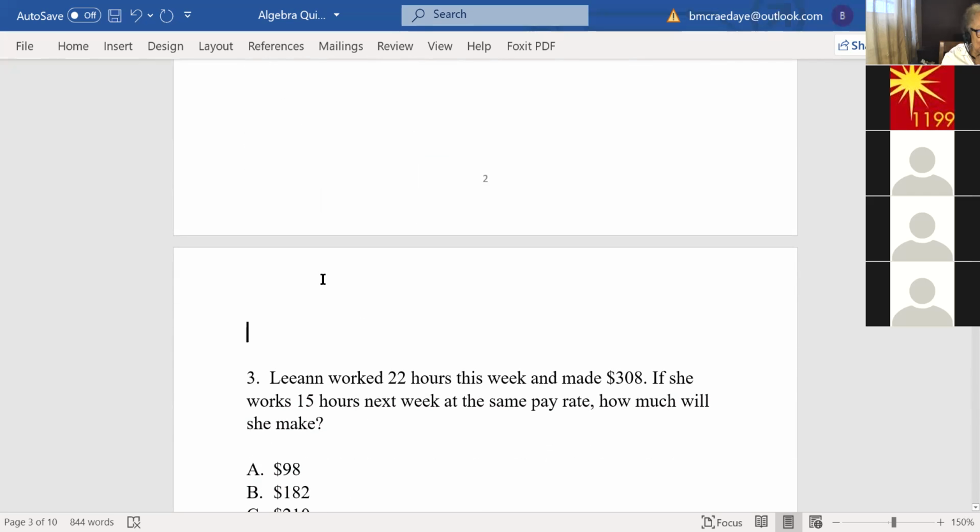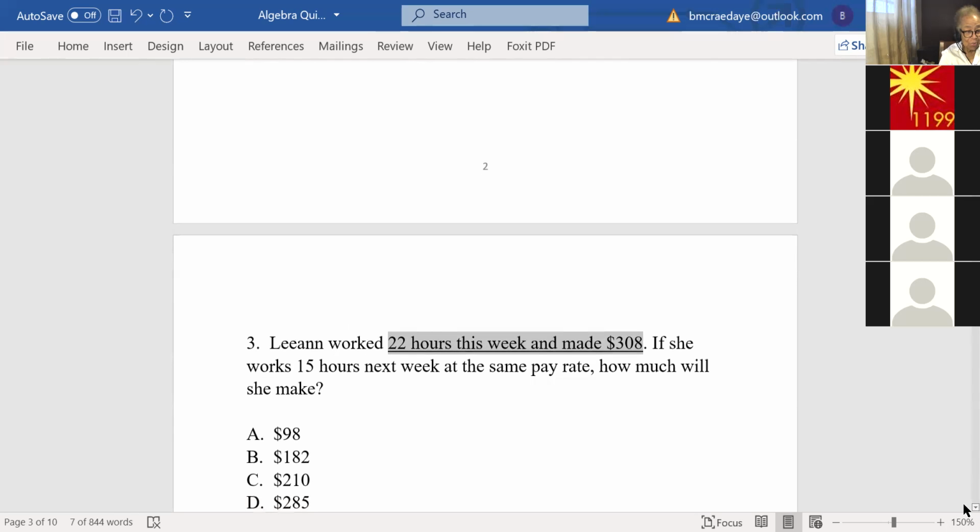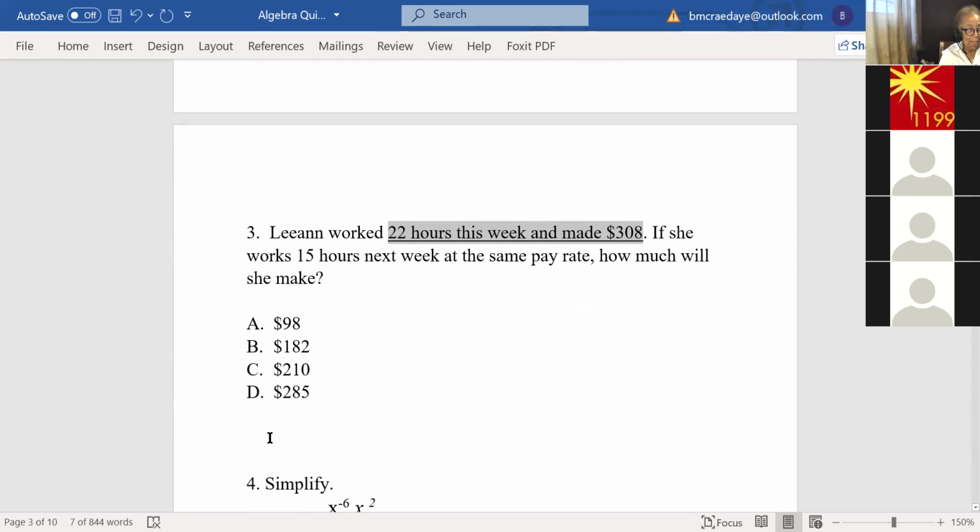Number 3 is really a mental math problem, right? Leanne worked 22 hours and made $308. So you could find out how much she made per hour, right? And then multiply it by 15 and you get your answer, correct? Or you could use ratio proportion. Now, someone tell me how they did it.